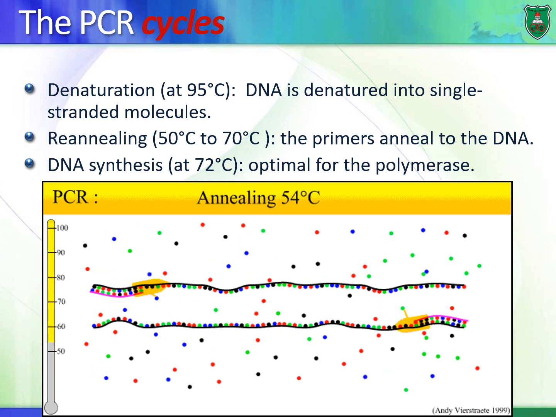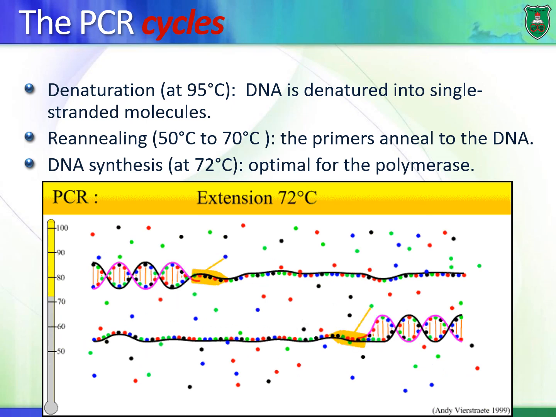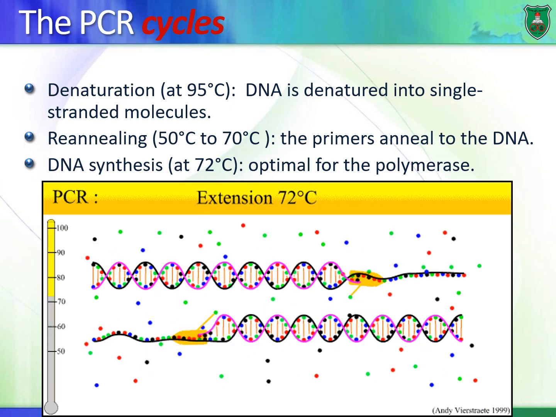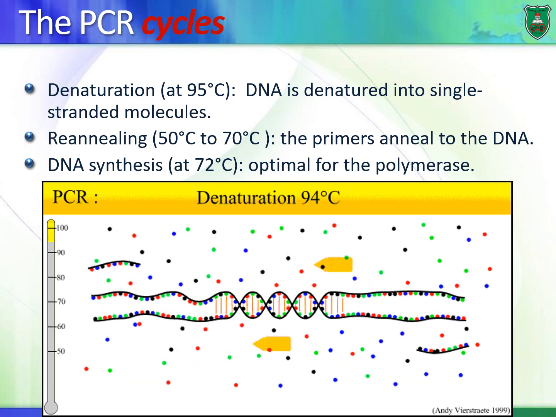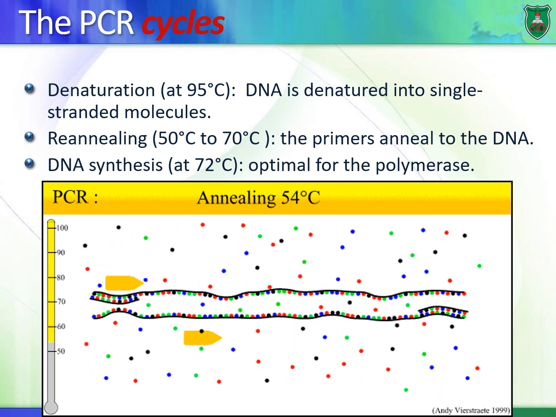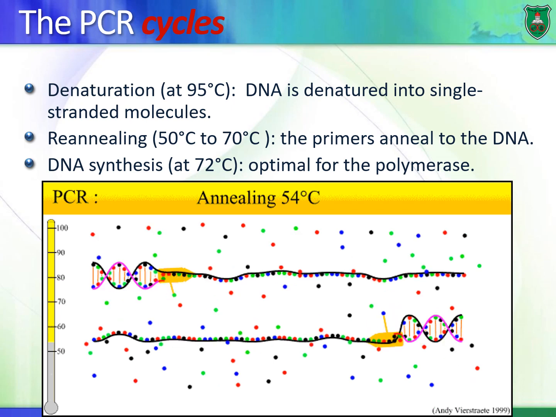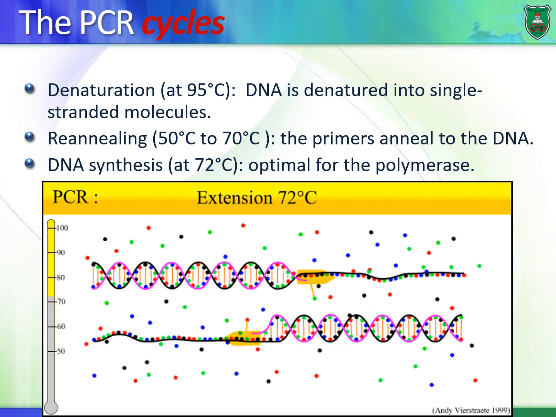So here we have separation of the 2 strands. Then we have the annealing temperature. This is where the primers bind to the DNA. And then we have the polymerization or the synthesis step at 72 degrees. Okay.